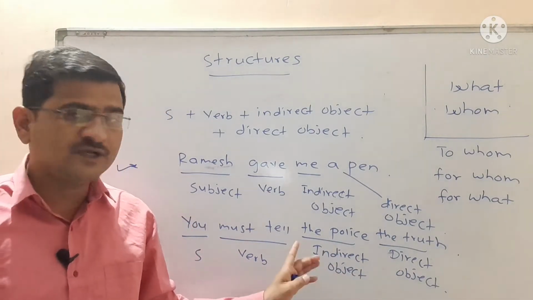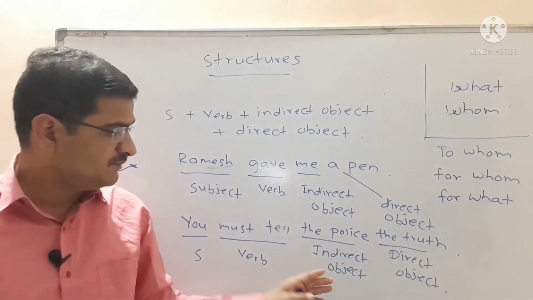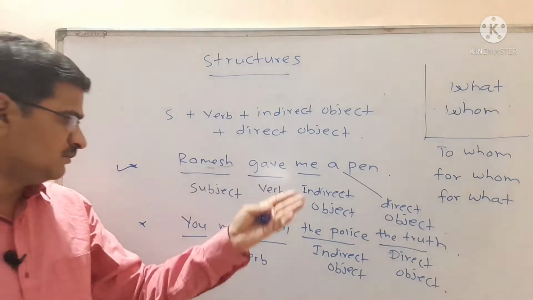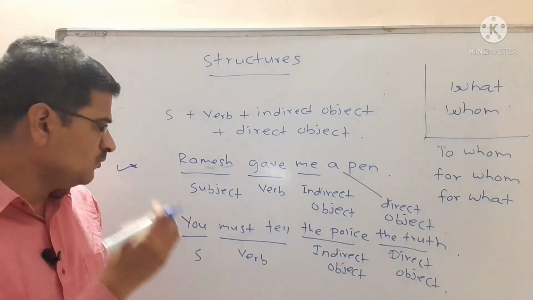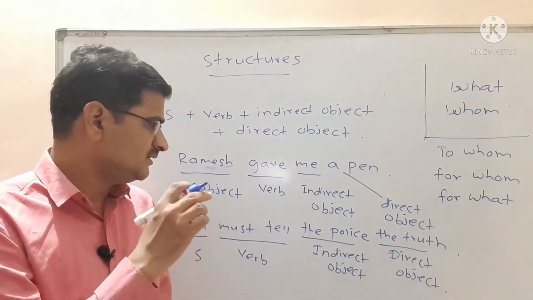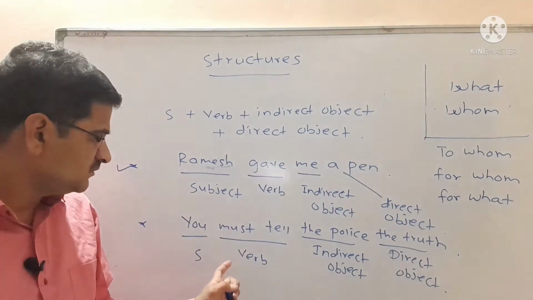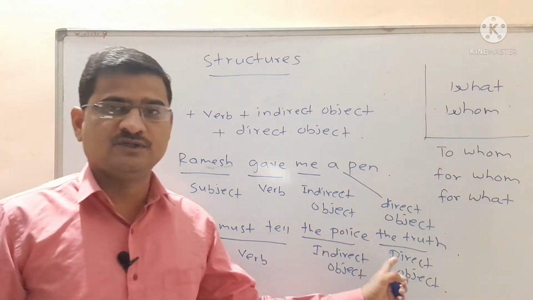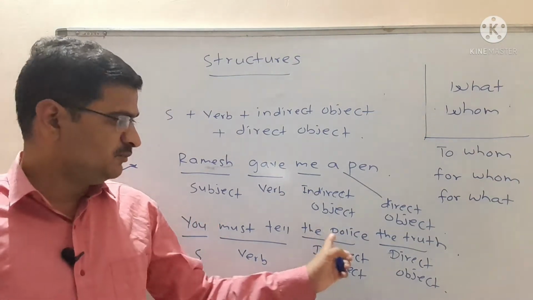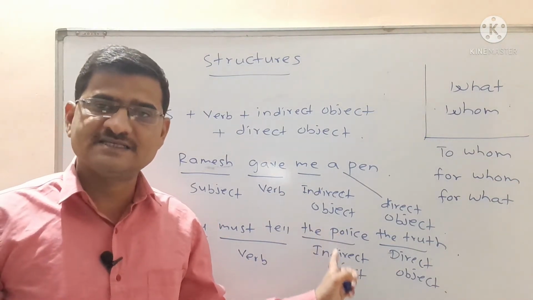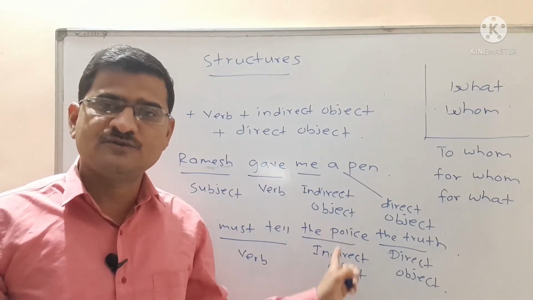Indirect object, how can you find out an indirect object? By asking the question with to whom. To whom must you tell the truth? So the answer is the police. Therefore, the police is an example of an indirect object here.